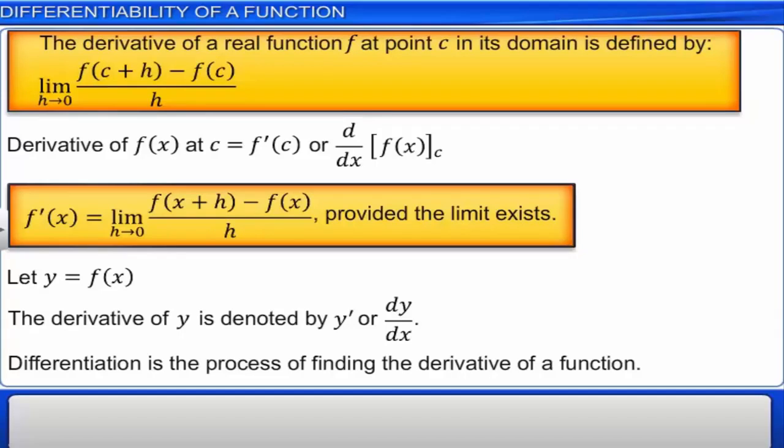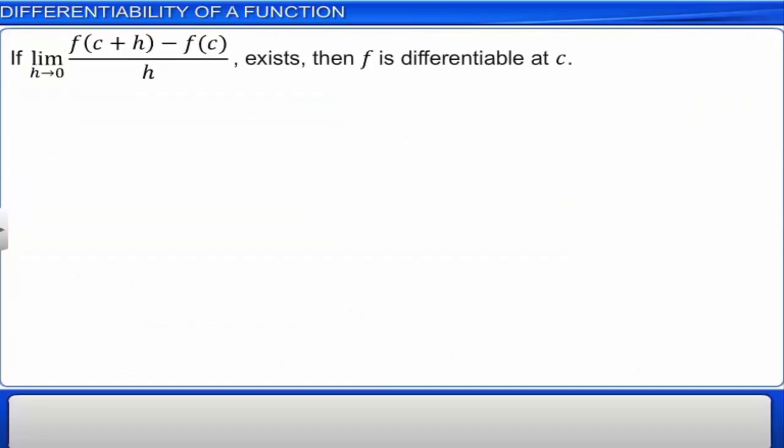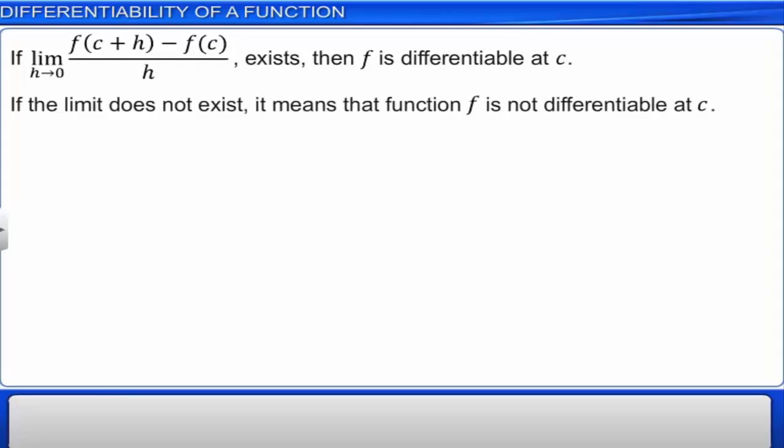While defining the derivative of a function at a point c, we always emphasize the fact that the limit must exist for the existence of the derivative. In the counterpart, if the limit does not exist, then we say that the function f is not differentiable at c.